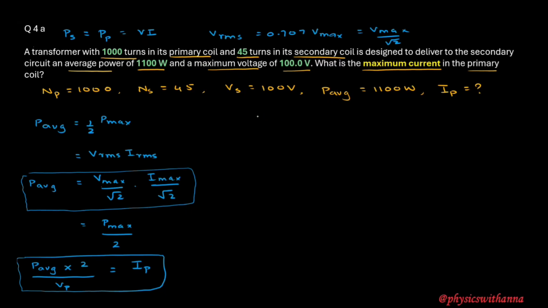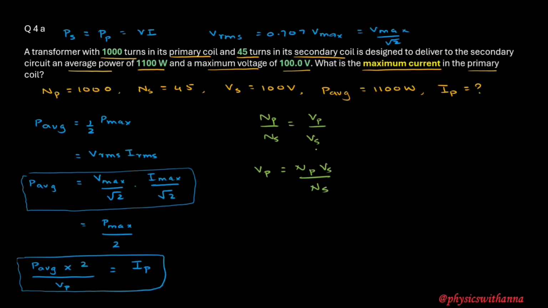So we know from transformer equation, Np over Ns is equal to Vp over Vs. You can also flip this ratio. It will not change your final answer. Potential difference across the circuit is directly proportional to the number of turns. So as long as P remains with P and S remains with S, no matter in what manner you write this expression, it's going to give you correct answer. So let's rearrange. I get Vp to be equal to Np Vs over Ns.